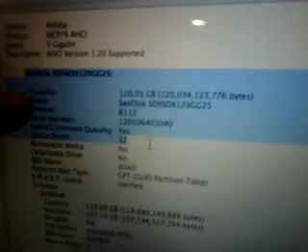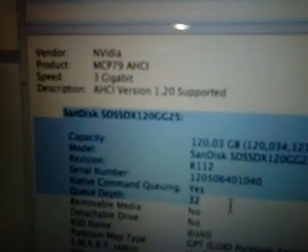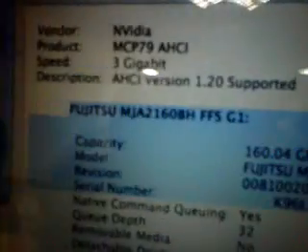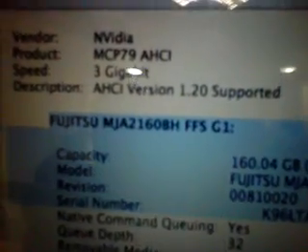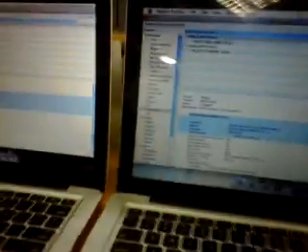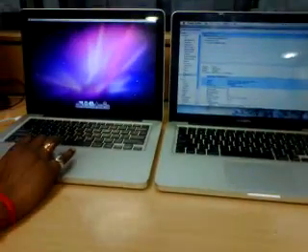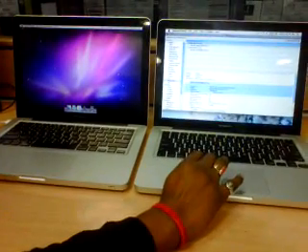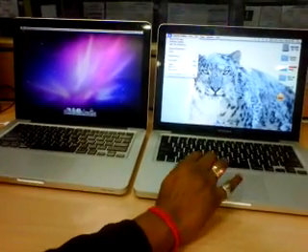So that's the capacity. So this one is loaded with the SanDisk solid state drive, as you can see here. And the one at the right is the one with Fujitsu. So I'm going to ask my friend here to turn off both the MacBook Pros, and we're going to see the speed. We're going to compare the speed.